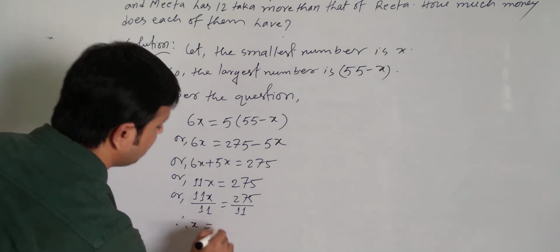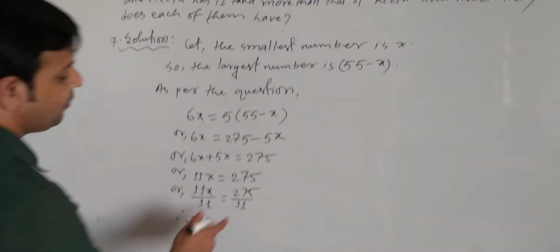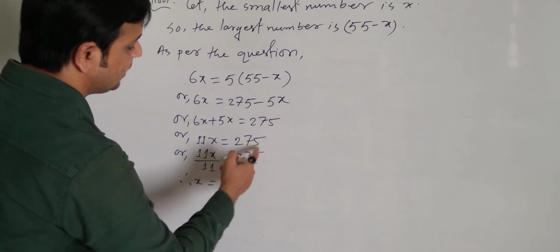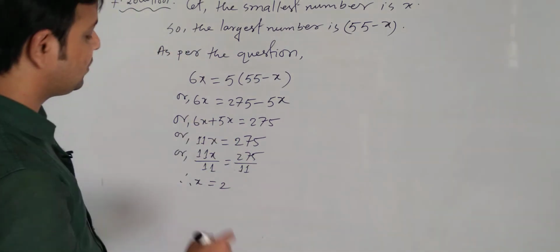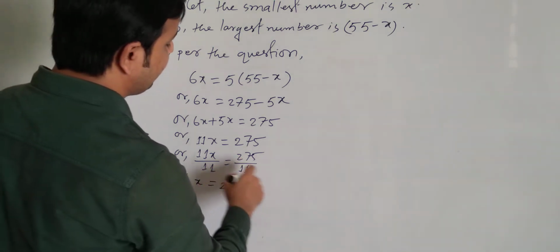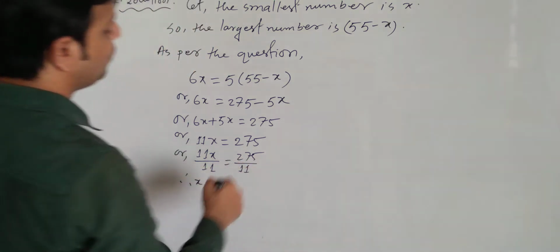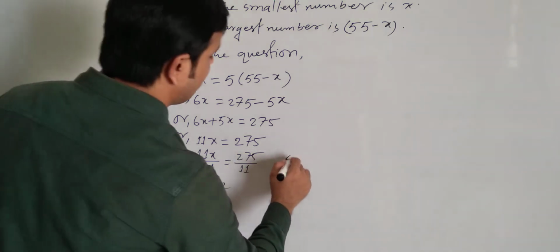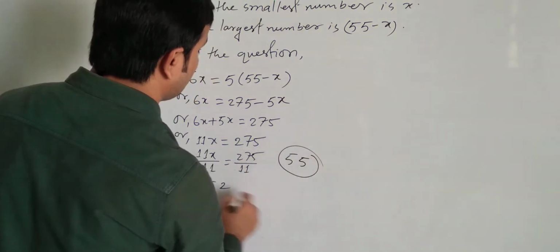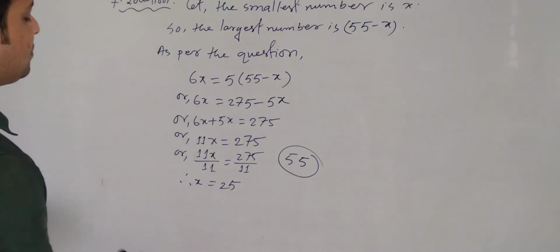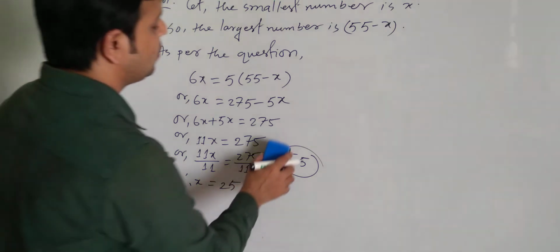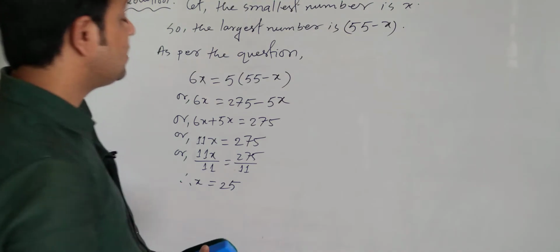Therefore x equals, now divide, if we divide 275 by 11, at first we can take 2 times. If we take 2 times, here this will be 22. So if we subtract 22 from 27, 5 left, and here is also 5. So 5 times of 11 is 55, that is 25. Value of x is 25.